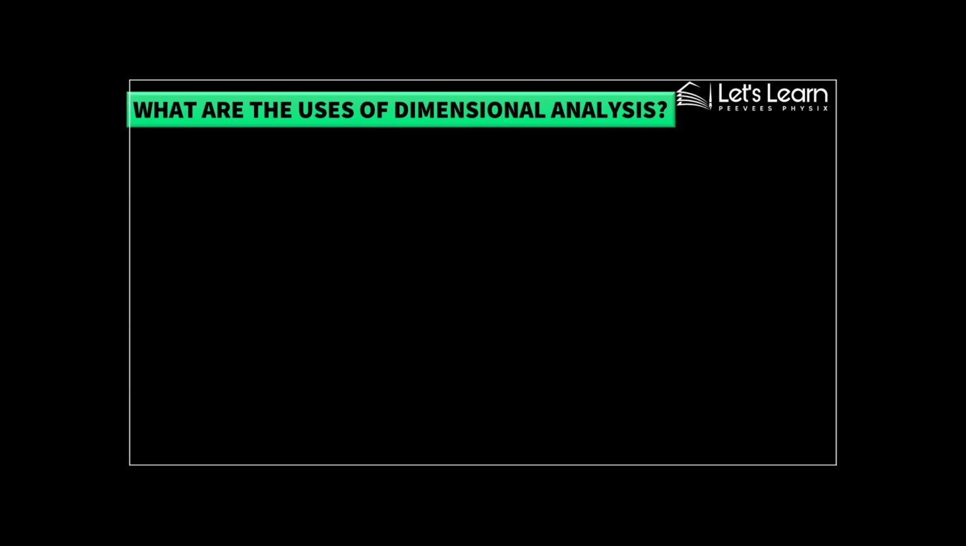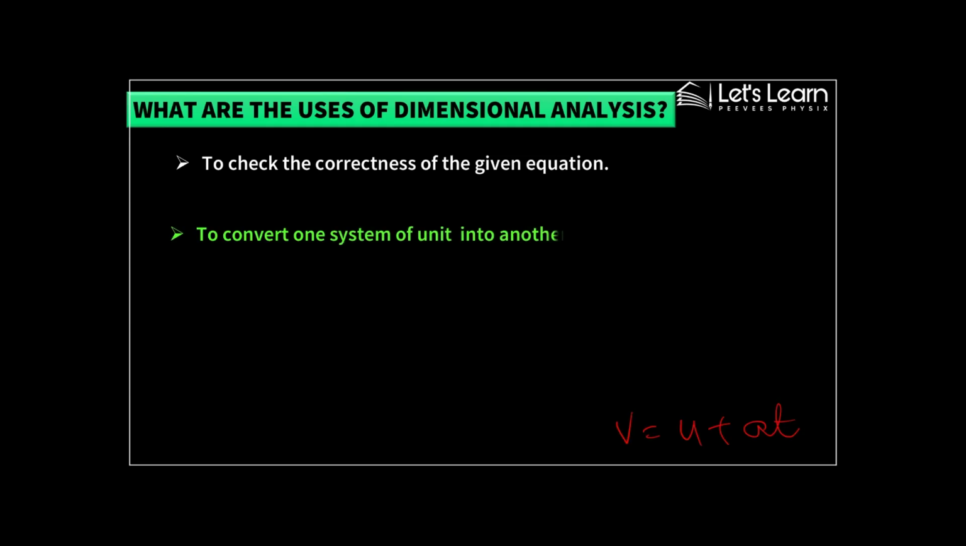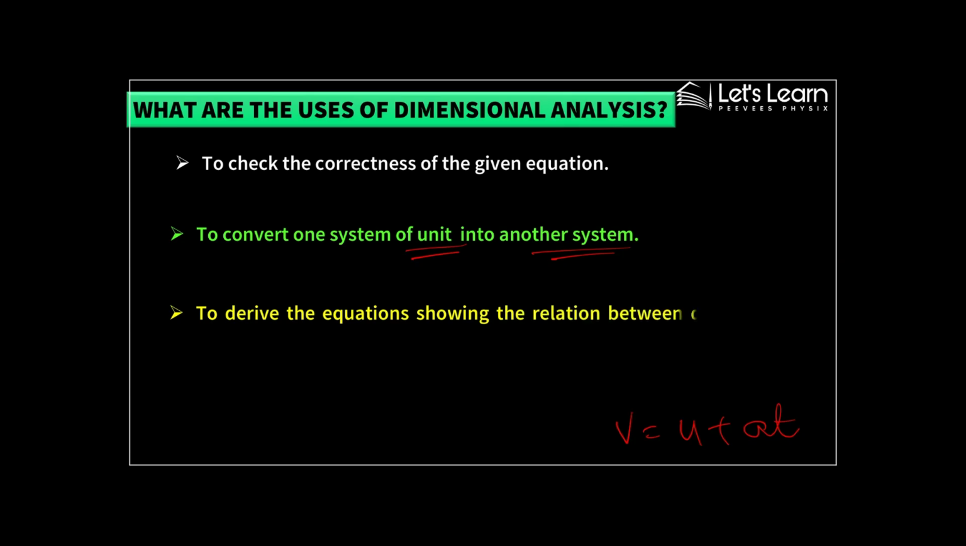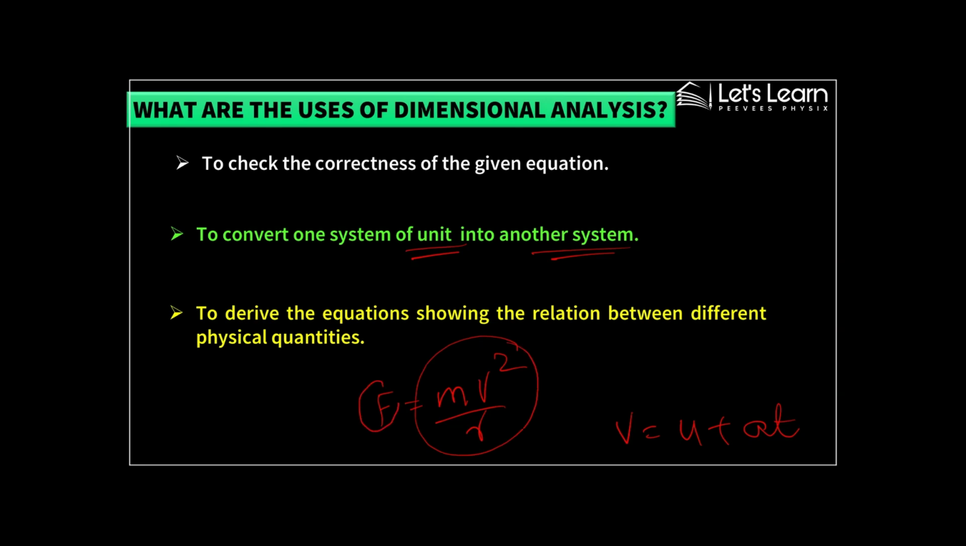We move on to what are the uses of dimensional analysis. There are three uses. Use number 1, to check the correctness of a given equation. The second use, to convert from one system of units into another. We will do that as a numerical. And the next one, to derive an equation showing the relationship between different physical quantities. Maybe I'm writing F equals mv squared divided by r. We can derive this formula, an expression for F in terms of mass, velocity, and radius.